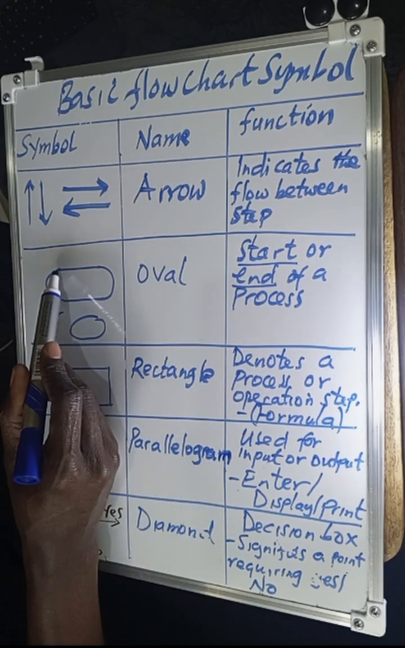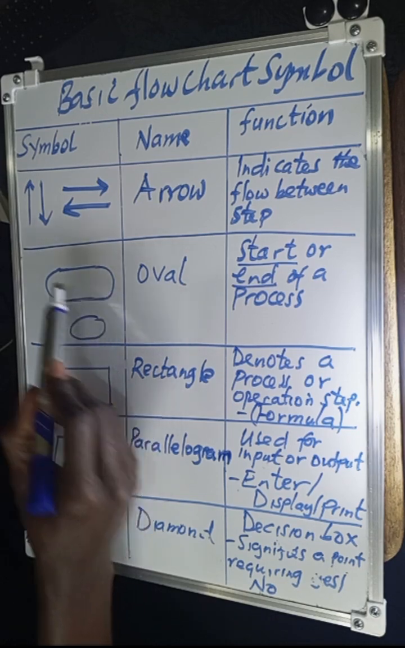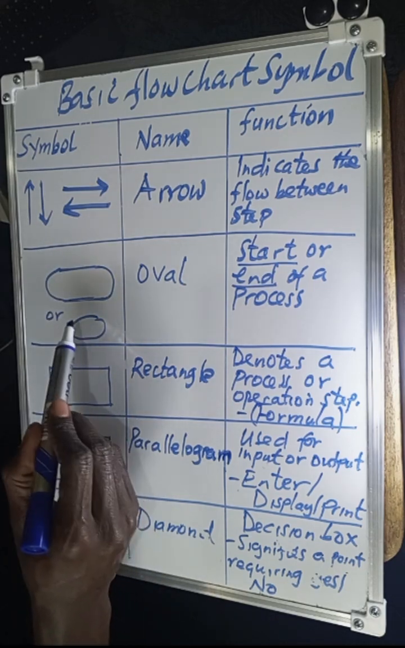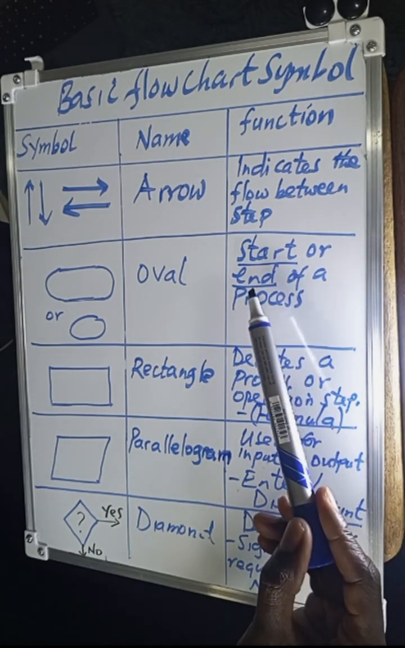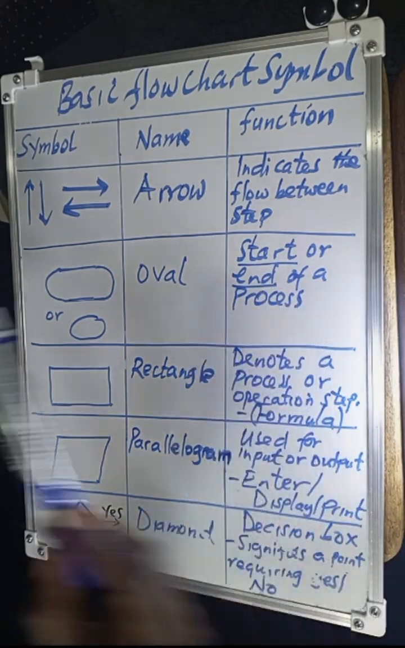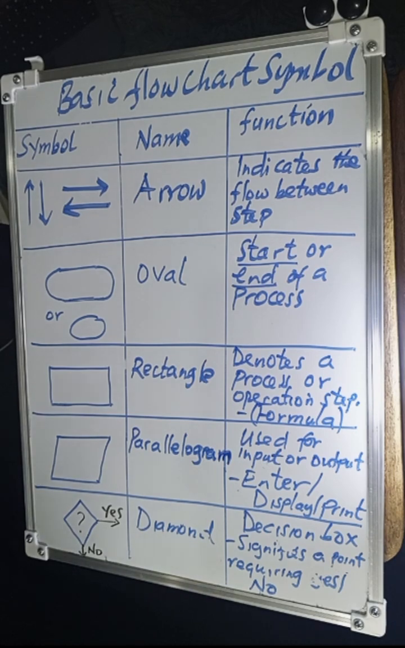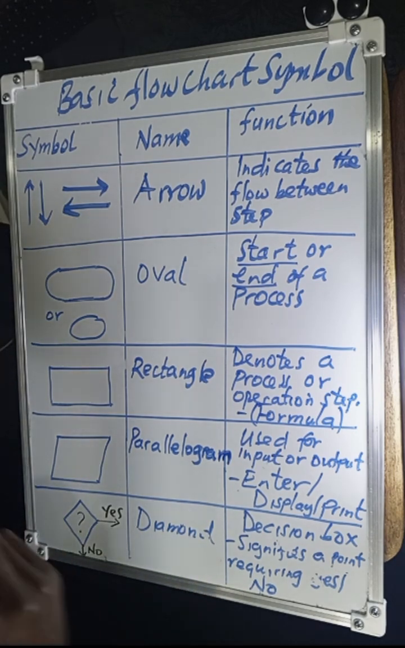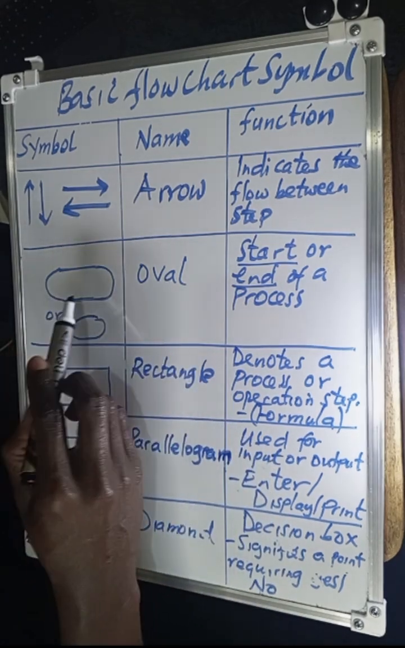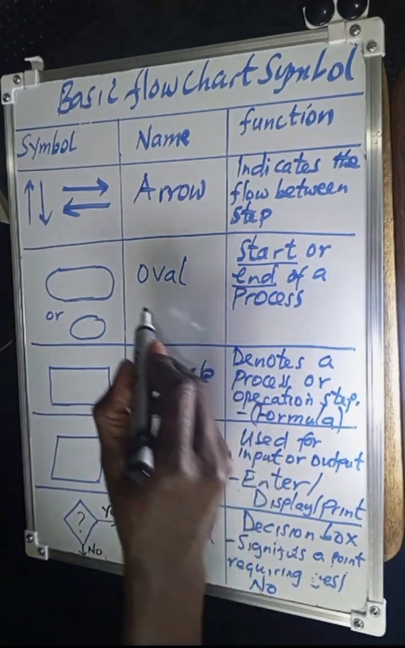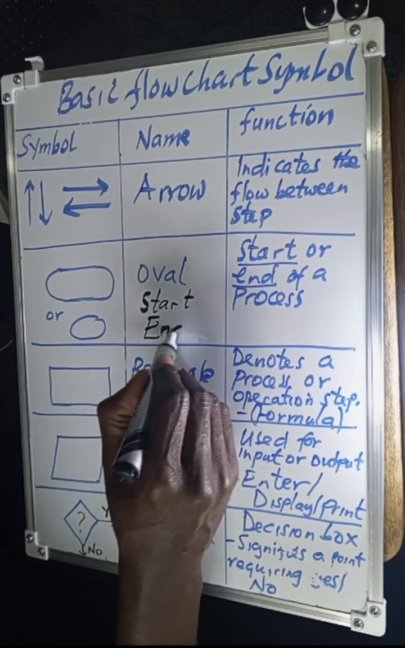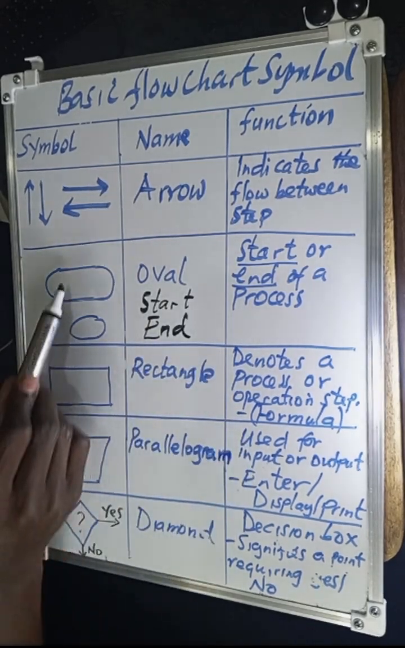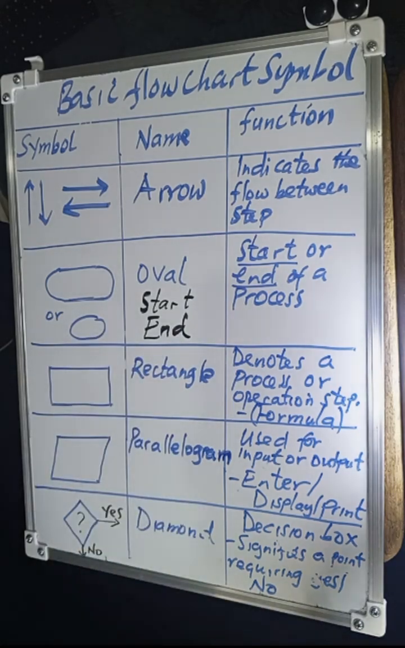Another shape that you're going to use is an oval shape. So an oval shape may be drawn like this. At the end, it looks as if it's oval, or we can just use that. What does that indicate? Well, it indicates the start or end of a process. So you're going to find words like start or end. So at the start or end of a program, you can use an oval shape. When you're starting a program or when the program is about to end, it is possible that we use such a symbol, an oval shape.